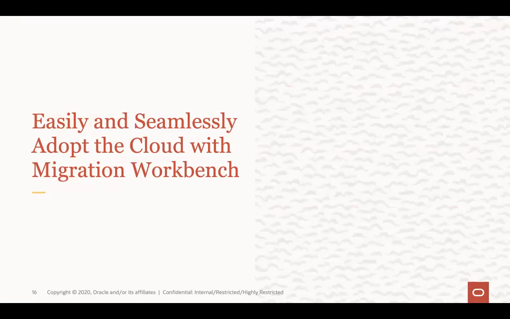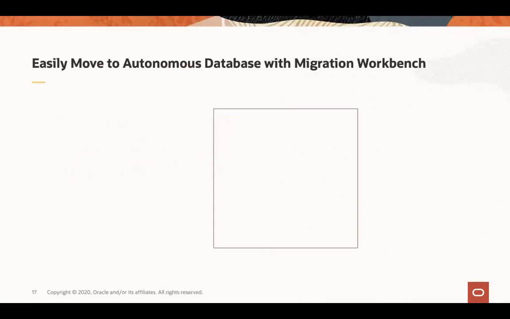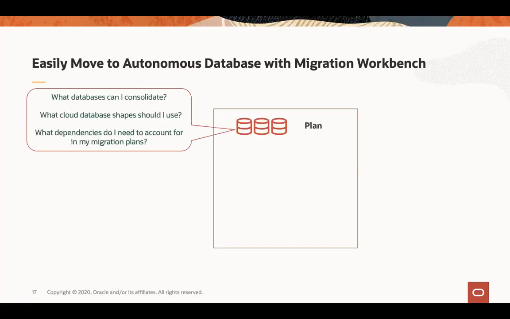I wanted to focus just for a bit on a new tool that we introduced at the end of last year, which is the Migration Workbench. And this is really designed to help with the migration through all the different scenarios we talked about. In its first iteration, it's focused on moving from on-premise to Autonomous Database. And what the product does is basically help you plan for that migration exercise. It can help answer questions like, what databases can I consolidate? What database shapes should I use? And identify any dependencies that are needed for that migration.